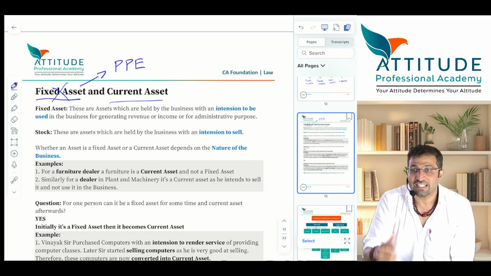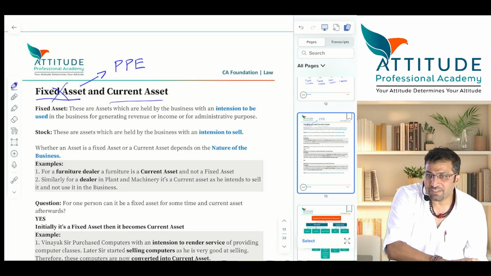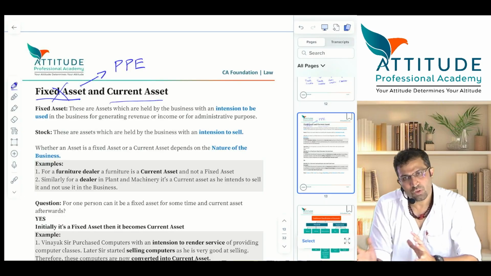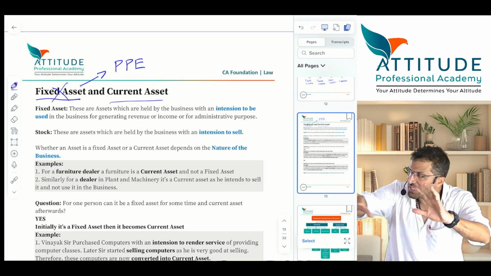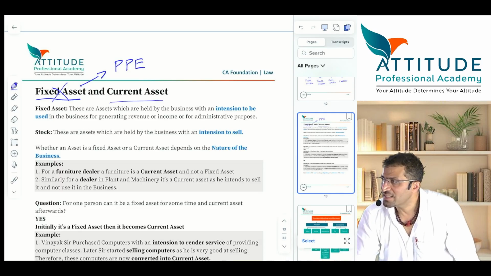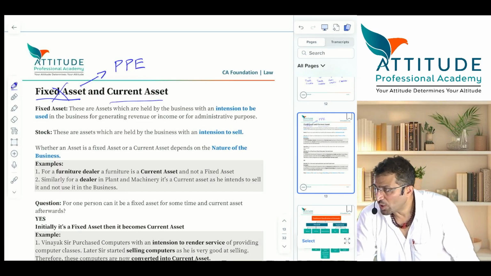धड़ मैंने कंप्यूटर बेच दिया. Now tell me, I have decided to treat that fixed asset into what? Current asset. हो सकता है वैसा. Similarly, उल्टा भी हो सकता है. I purchase the computers with an intention to what? Sell. Means right now they are my current assets, but I am not able to sell.